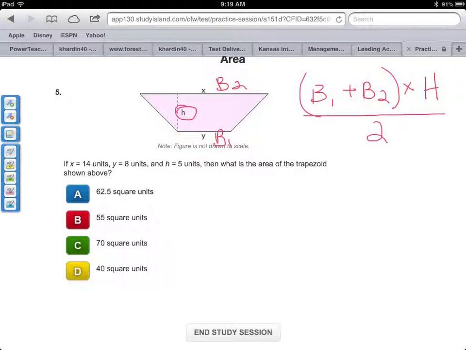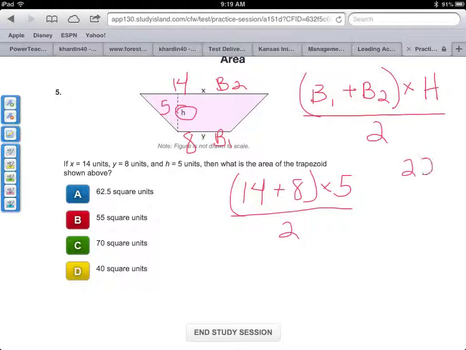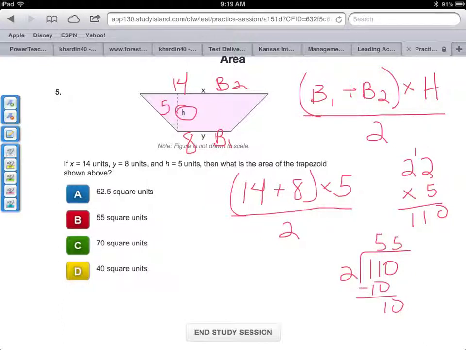So we know that X is 14, we know that Y is 8, and we know that the height is 5. So our equation is going to be 14 plus 8, times 5, and then divide the whole thing by 2. Well, 14 plus 8 is 22. 22 times 5 is 110. Now we need to take our 110 and divide it by 2, which is 55. So our answer is B, 55 square units.